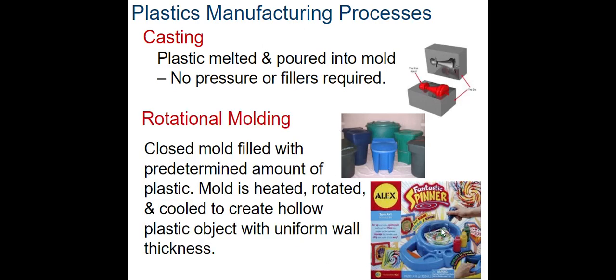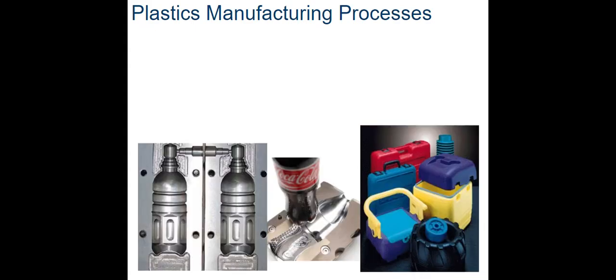Rotational molding is very similar to one of these spinner toys, you may have used those as a kid, where you have a closed mold filled with a predetermined amount of plastic, and then you heat it, and then you spin it around so it puts a uniform thickness on the outside. Kind of works very similar to these spinners, where you basically put the paint in the middle, and then it kind of goes out on its own. It spins around.